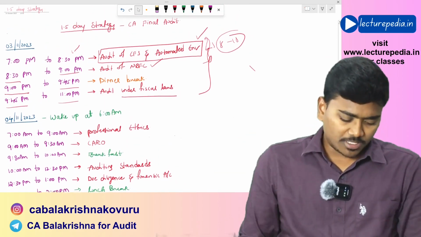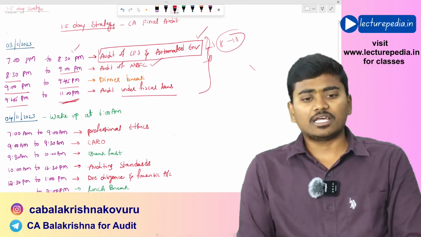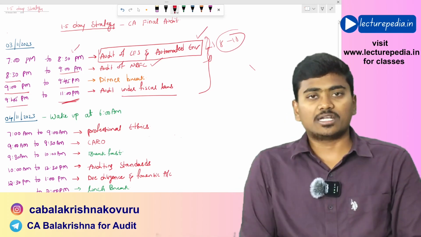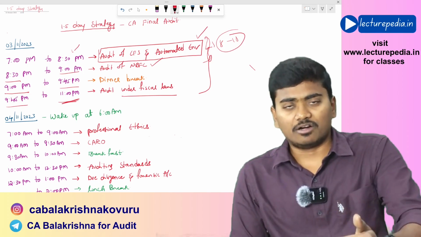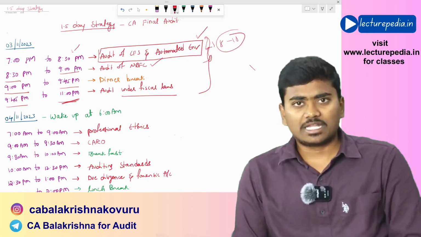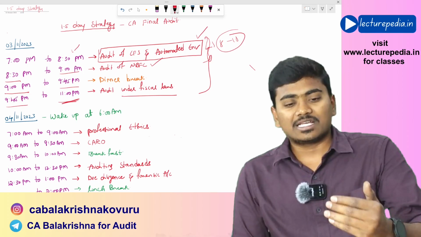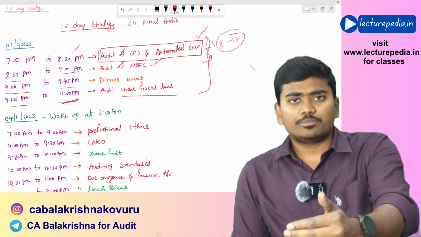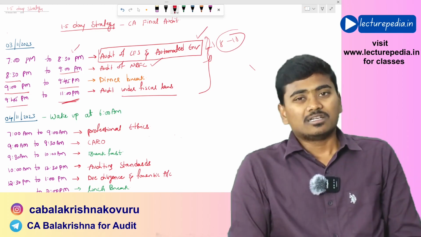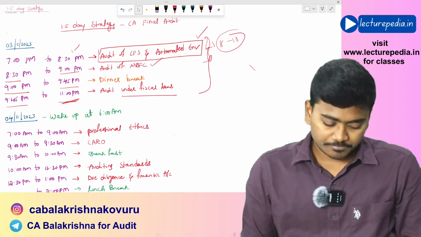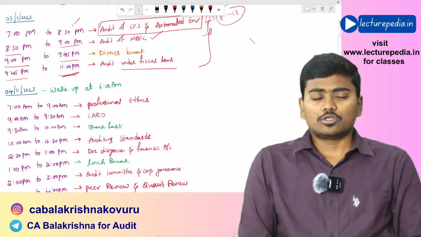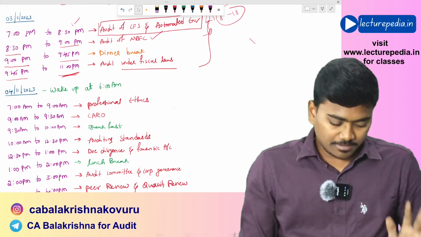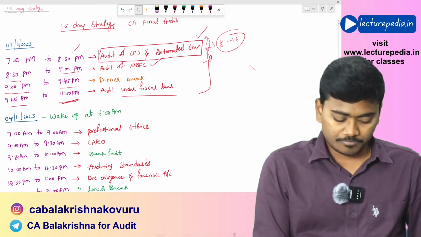In case you don't complete this audit under fiscal loss by 11 p.m., you can extend another half an hour, because the next day you are not having an examination, right? By 11:30 p.m. you can complete audit under fiscal loss. Then go to bed at 11:30 or 12 o'clock, and next day wake up at 6 o'clock.